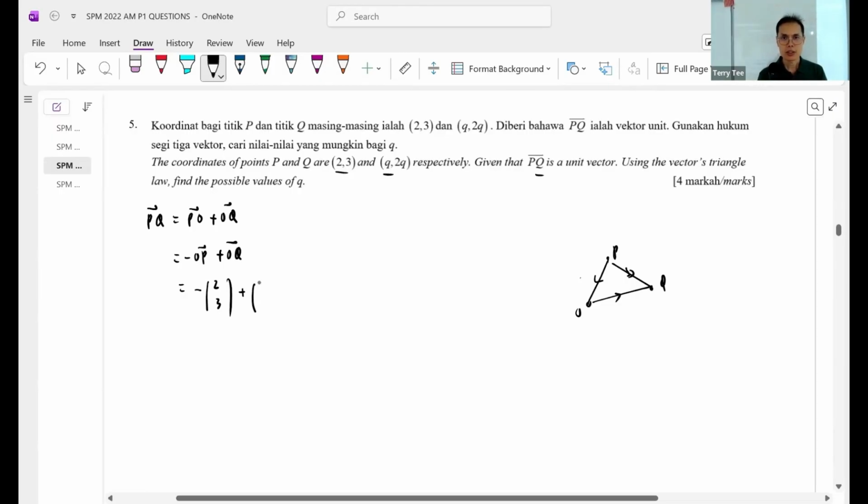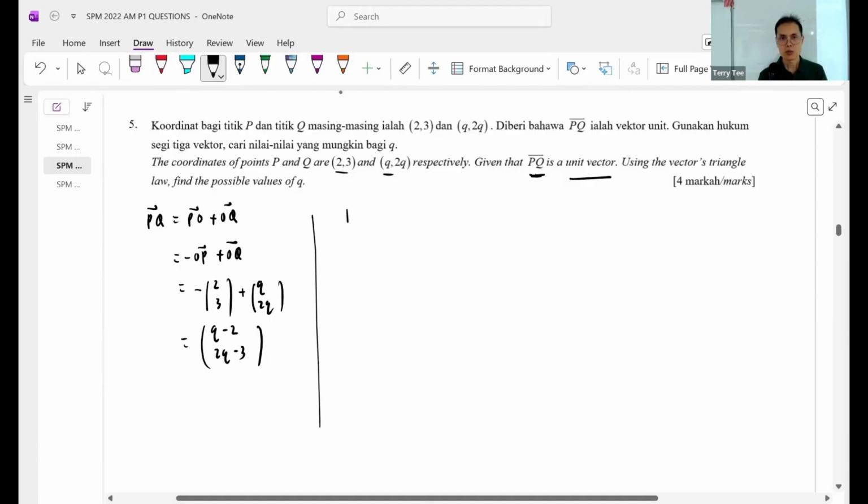Now, your OQ is Q, 2Q. So let's put it together. Let me write Q in front. Q minus 2, 2Q minus 3. That is your vector PQ. Now, since vector PQ is a unit vector, if it's a unit vector, the magnitude is 1. Magnitude of PQ is 1.